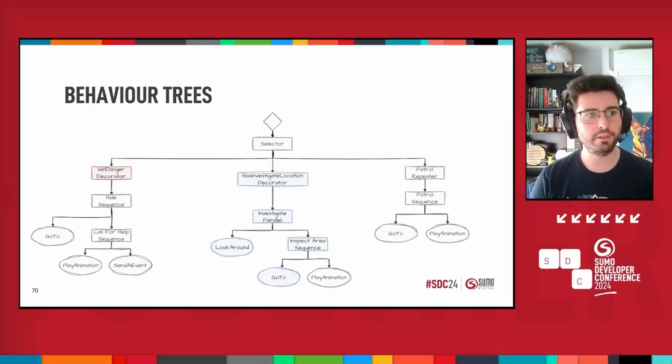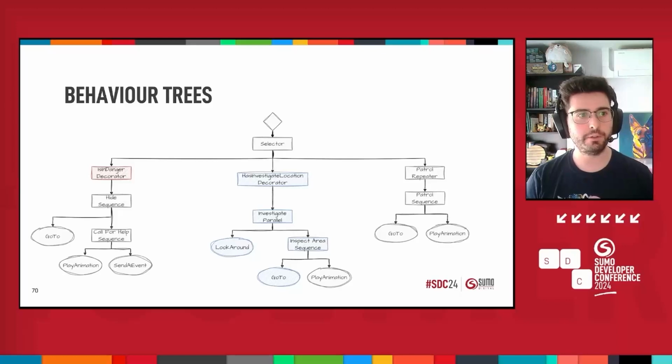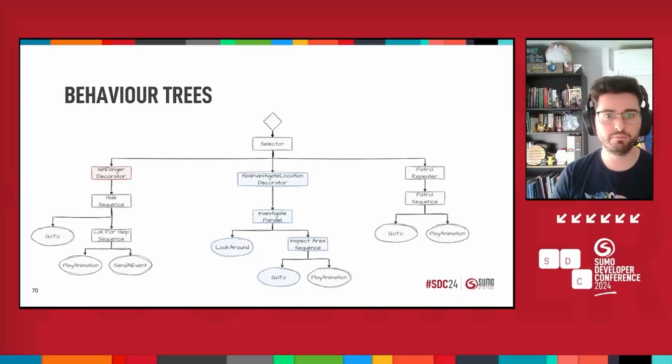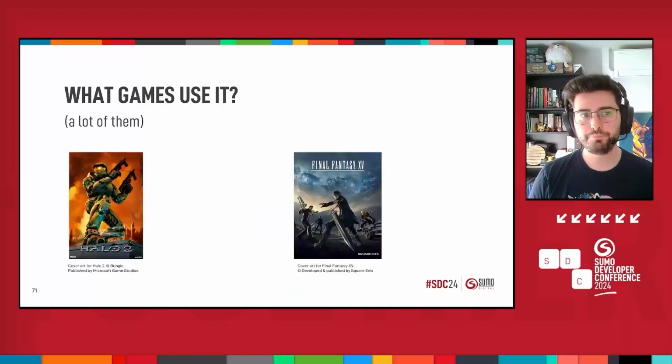And putting it all together with some of the decorators and composite nodes we looked at, here's what a behavior tree might look like. Again, very simplified. So what games use it? Quite a lot of them. It's an incredibly popular technique nowadays, but here's a couple of examples of games that have used it.